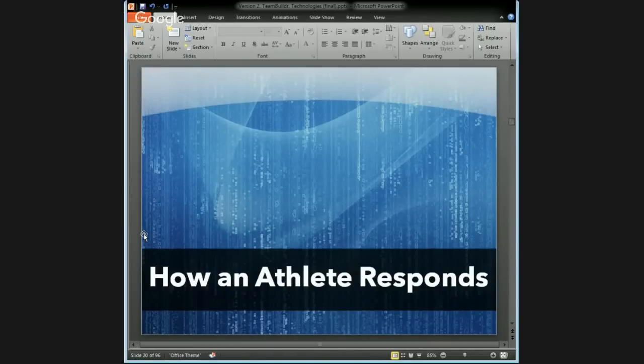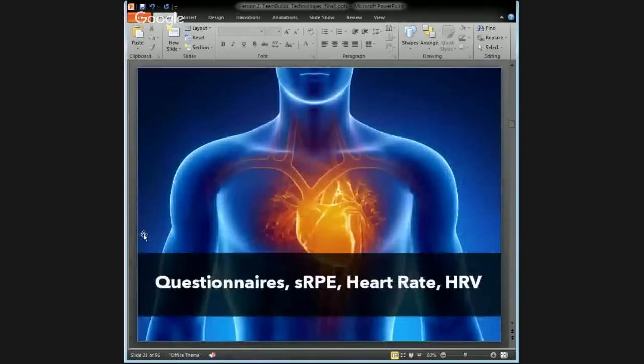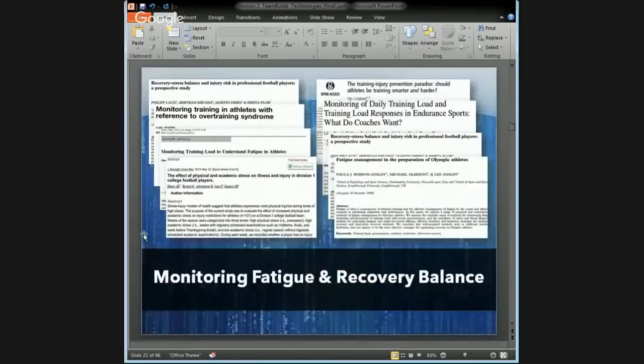And this can be anywhere from using questionnaires or using session RPE, gathering heart rates or HRV, and using this information to understand we know what we're programming, we know what the external loads of the athlete are, or what they're being exposed to, how well are they adapting and how well are they tolerating those stressors. So we do this to have an idea of the fatigue, and we try to balance to make sure that we're not digging our athletes in a hole.